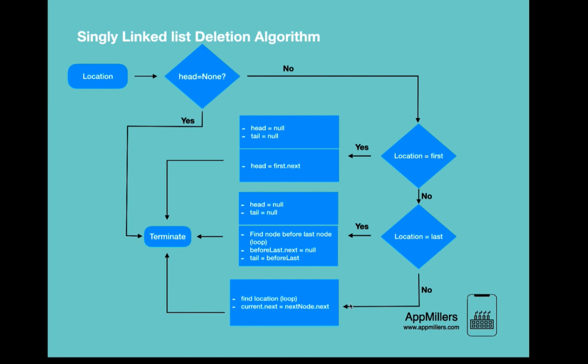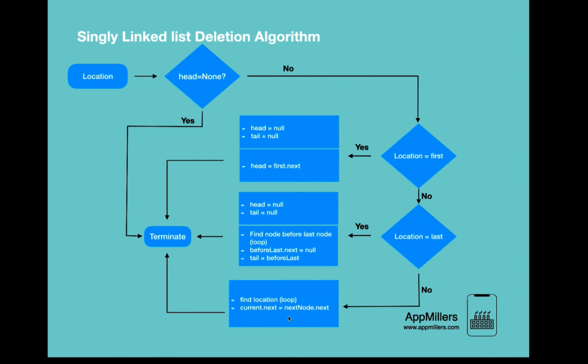Then the third case is we need to delete a node from any given location. In this case, one more time, we are looping through the single linked list to find the node that we want to delete. Then when we find the location in the single linked list, we are just setting the current node's next value to the next node's next value. We know that the next node's next value is the node after the next node. So by changing the reference, we are deleting the connection between current node and next node. So the next node in this case will be deleted.